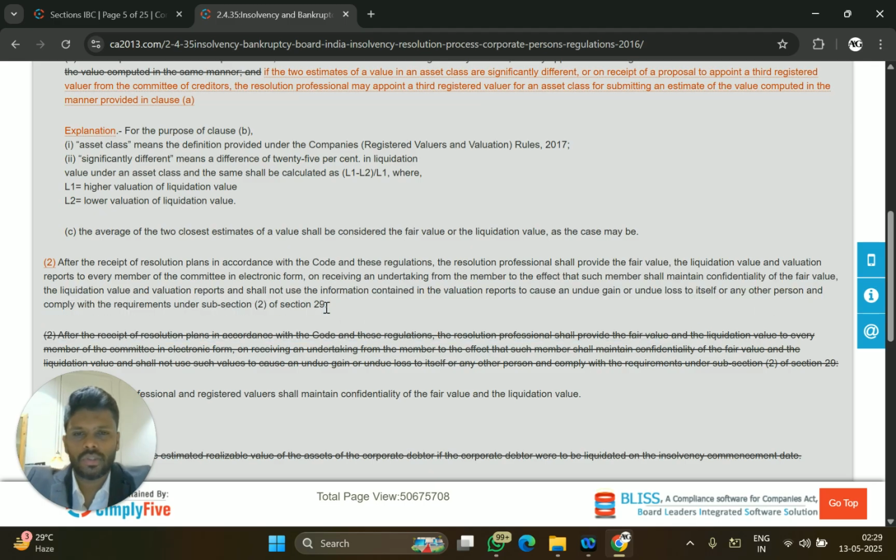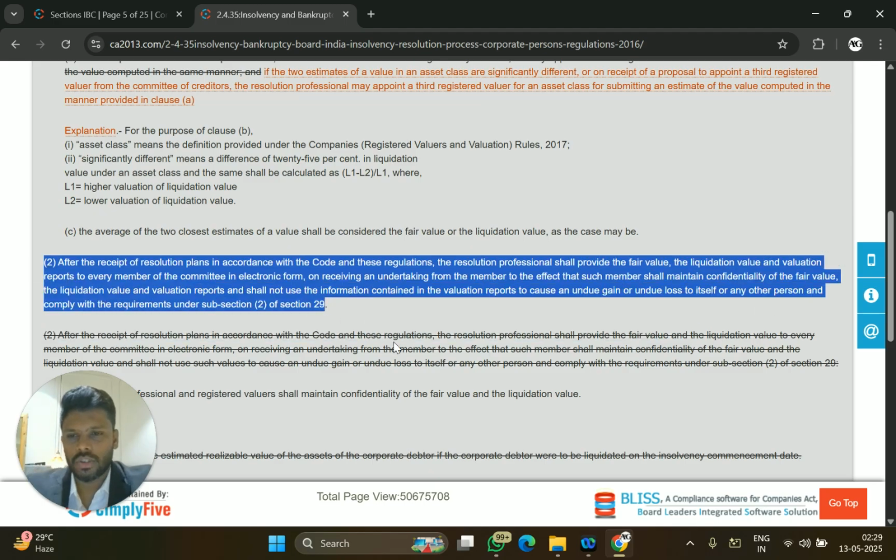So now this clause is very important. What does this clause suggest? This clause suggests that these valuations which are arrived at by the valuers are confidential in nature. These valuations are not to be disclosed to any parties except the committee of creditors. Why are these valuations not to be disclosed?